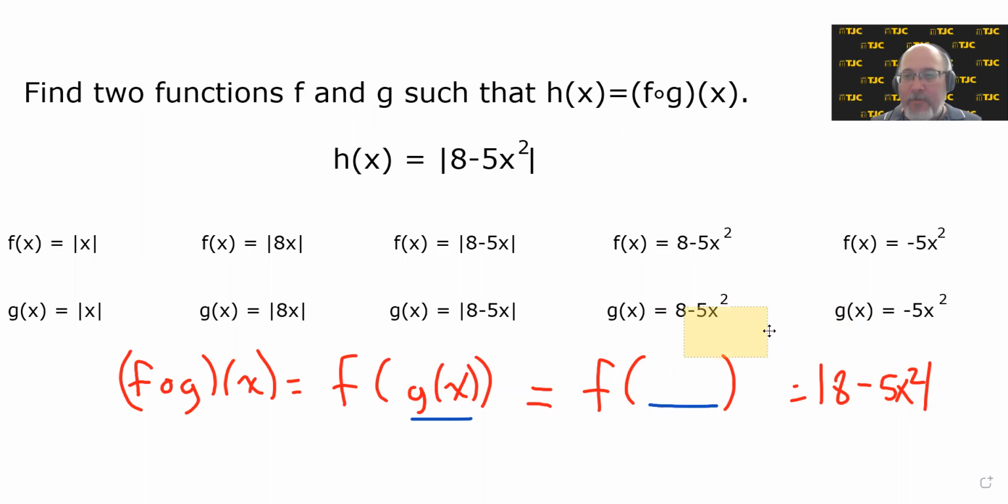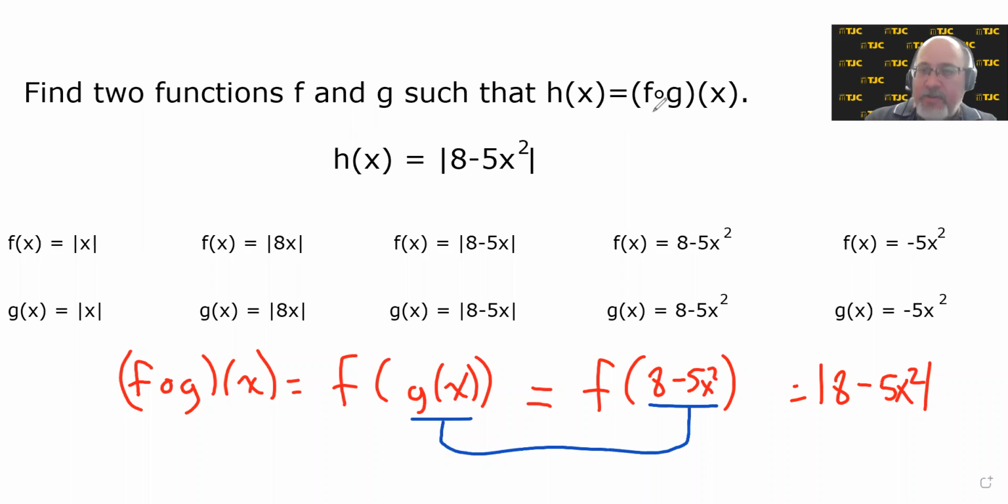Well, that kind of shows that whatever was in here might have been the 8 minus 5x squared. So let's reverse engineer this and write 8 minus 5x squared there. What we just did is say that g of x is equal to 8 minus 5x squared. Okay, but what about the f?